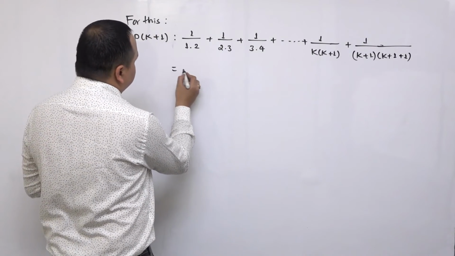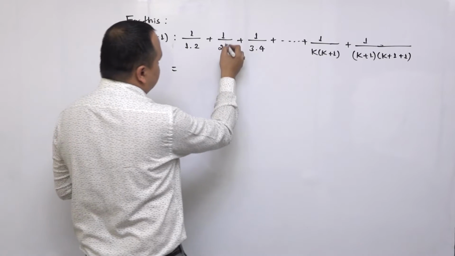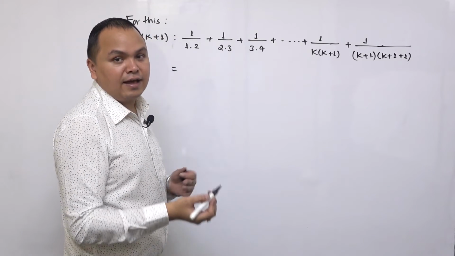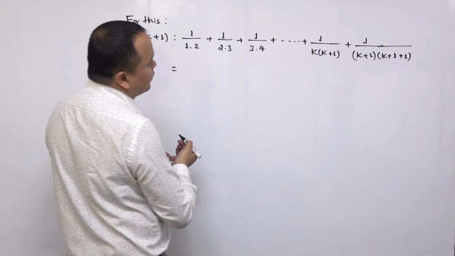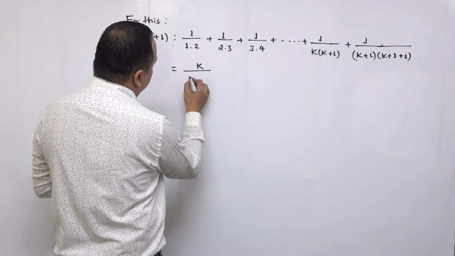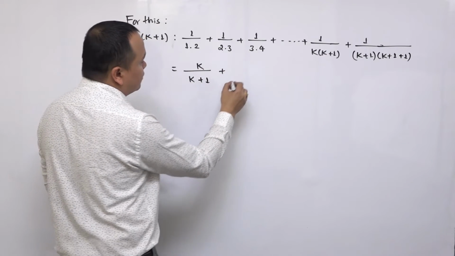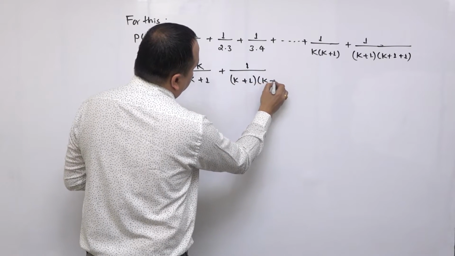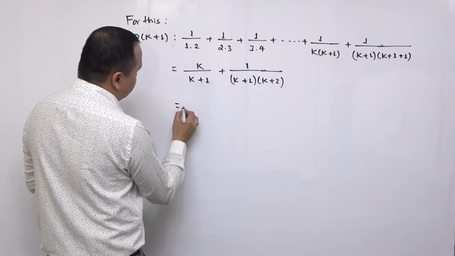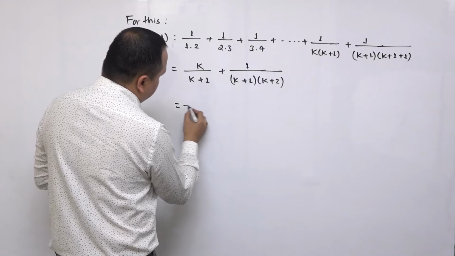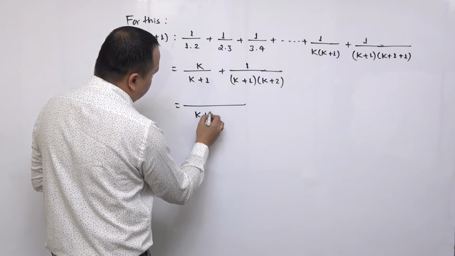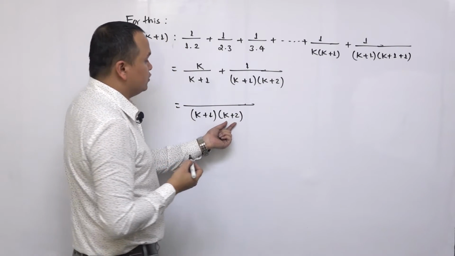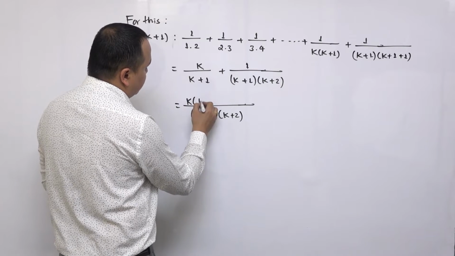Now it becomes 1 upon 1 into 2 plus 1 upon 2 into 3 plus dot dot dot plus 1 upon k plus 1 into k plus 2. By equation I, this is k upon k plus 1 plus 1 upon k plus 1 into k plus 2. And this is, the LCM is k plus 1 into k plus 2.